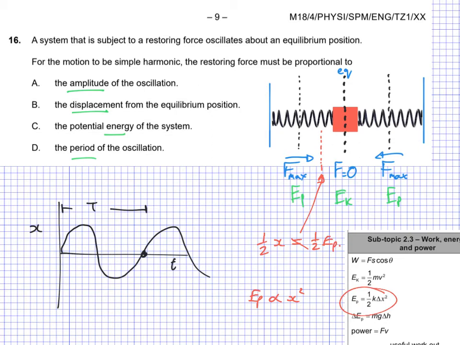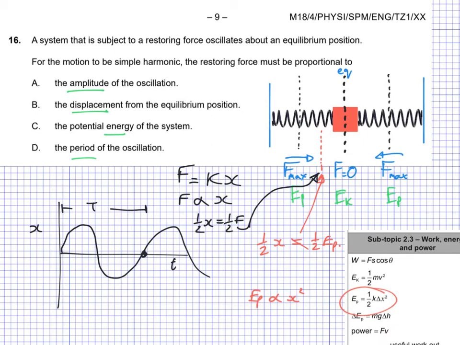Whereas, hopefully you can recall, if we're just talking about the force, the force is going to be equal to kx. In other words, the force is proportional to just the displacement. So at this point, let's do another arrow in here. At the half displacement point, half the displacement is equal to half the force. Okay, so hopefully that's clear.